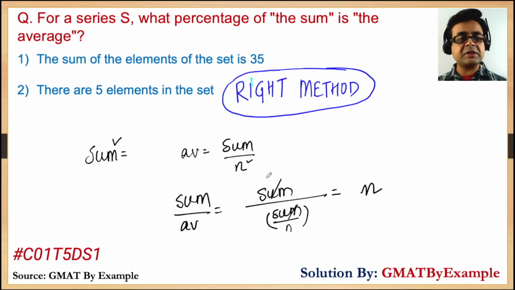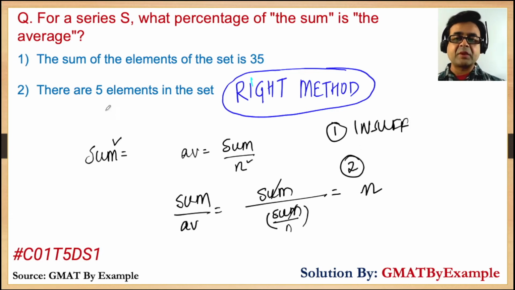Now, how does that change our answer or approach? Let's take statement number 1, right? We take statement number 1 and it says the sum of the elements of the set is 35. Of course, we cannot answer the question with the sum of the set only, because sum is not even part of the percentage. And yes, if we had been given the average or the number of elements of the set, then we could have figured that out. But for now, statement 1 is completely insufficient. Sum itself will never give us the answer.